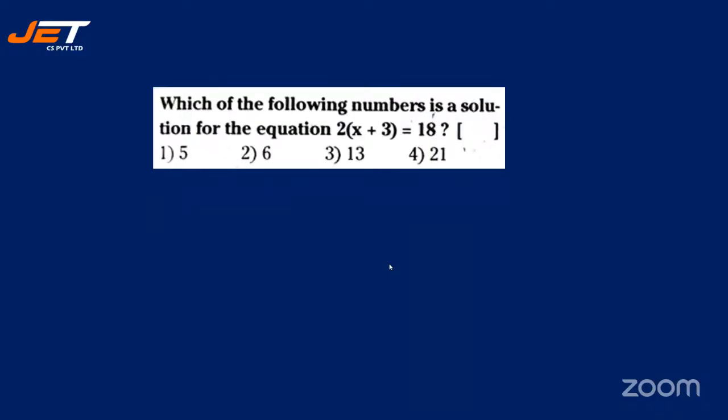See the next question. Which of the following numbers is a solution for the equation? Right. So this has to be worked out. 2x plus 6 is equal to 18. 2x is equal to 18 minus 6. 2x is equal to 12. x is equal to 12 by 2, which implies x is equal to 6.